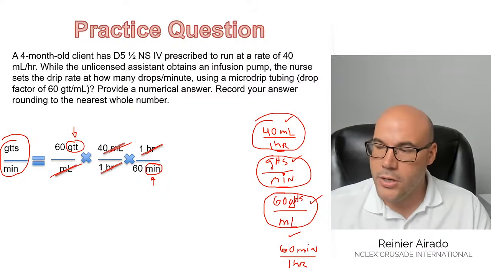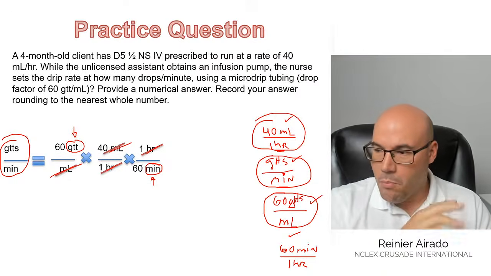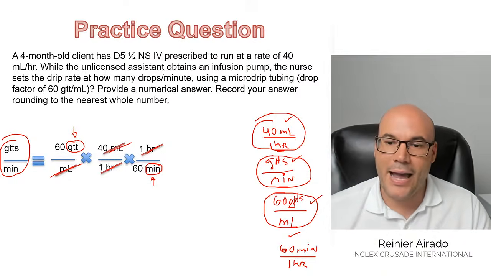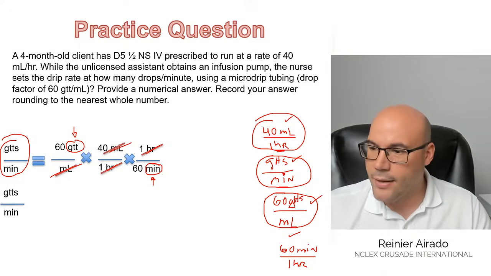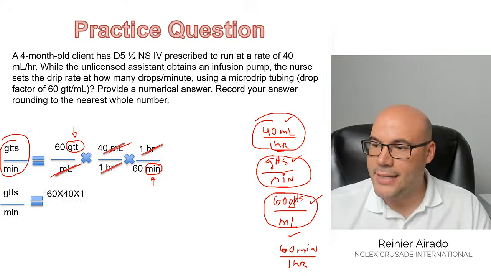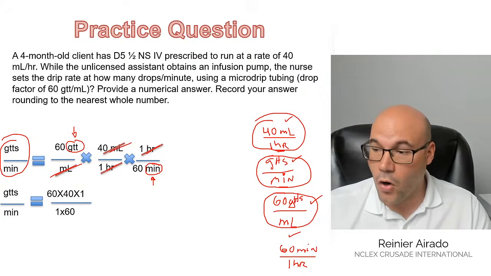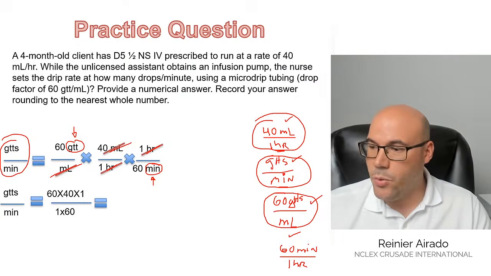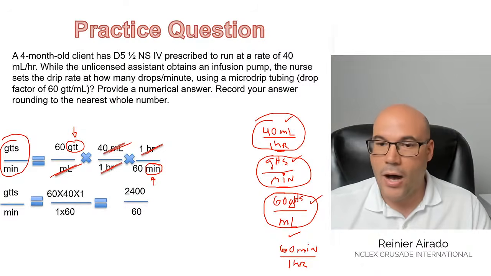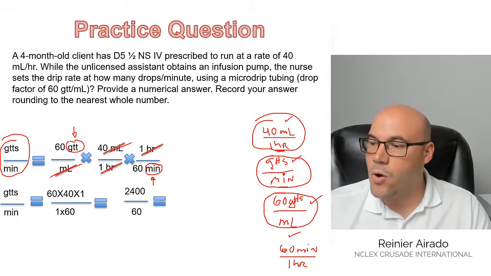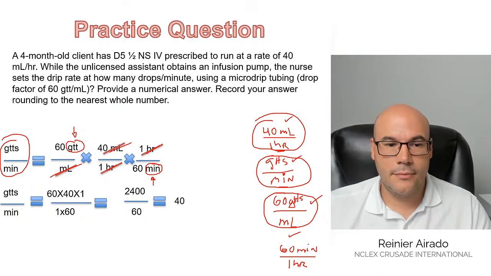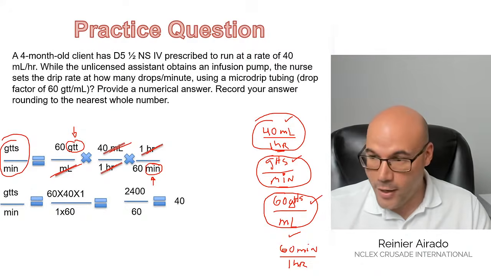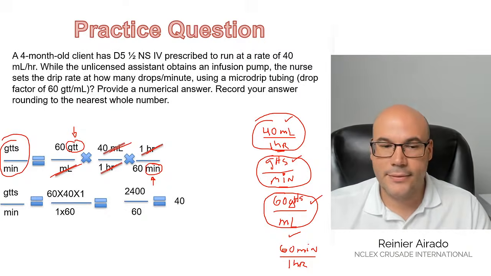Now all I have to do is multiply the numerators, multiply the denominators, and divide between the two. How do I do that? Like this. 60 times 40 times 1 over 1 times 60. We're going to multiply. The answer will be 2,400 over 60. Now I will divide 2,400 divided by 60 equals 40. 40 what? 40 drops per minute.